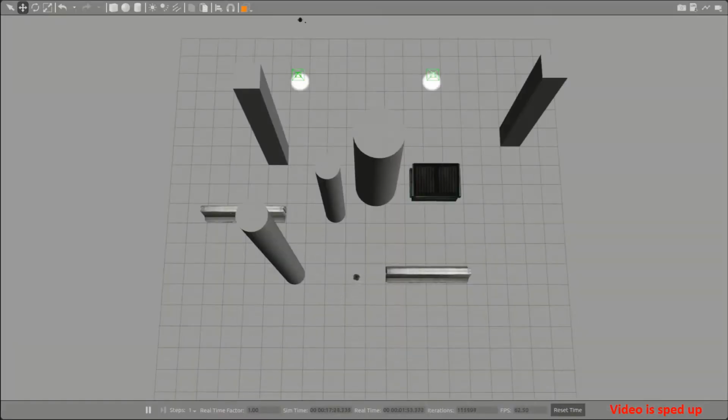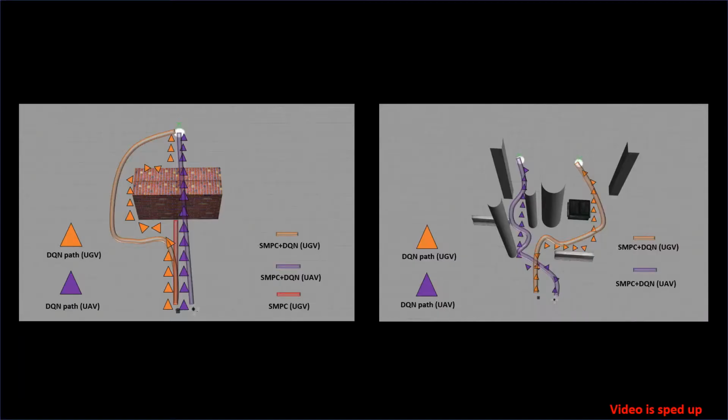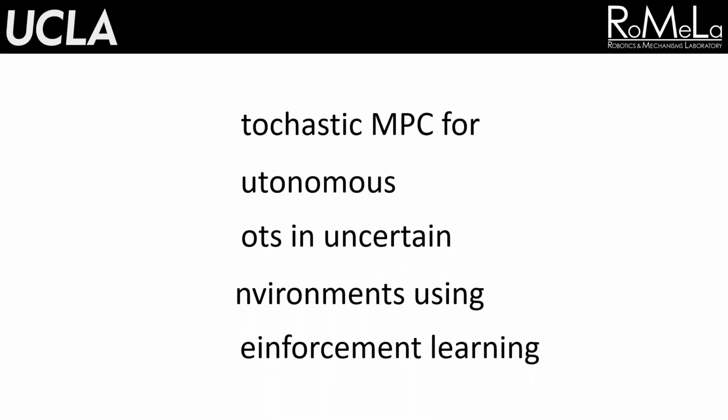We also can consider more complex cases and find global solutions using our complete algorithm. The same results are shown, but with the DQN proposed path visible. We call our algorithm Stochastic MPC for autonomous bots in uncertain environments using reinforcement learning, or SABER.